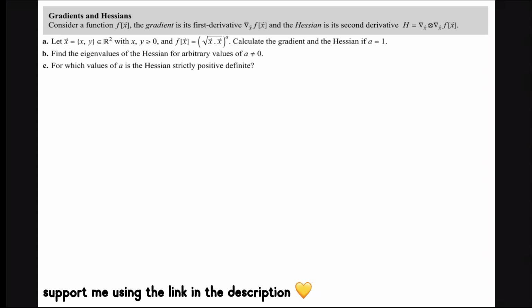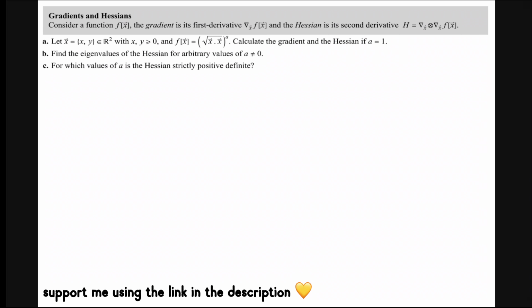Okay, today we are looking at tutorial 6, question 24, which is about gradients and Hessians. Consider a function f, which is a function of the vector x. The gradient is its first derivative, and the Hessian is its second derivative.